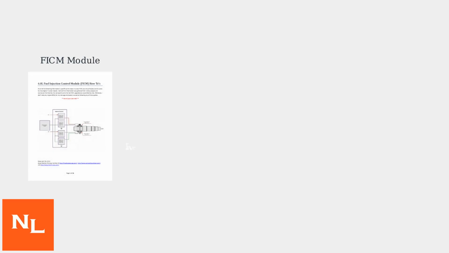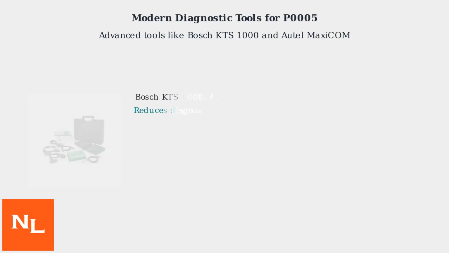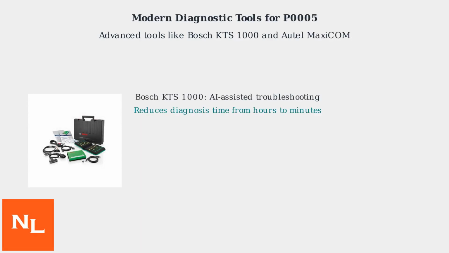FICM rebuilds are a common solution for P0005 codes. Rebuild or replace the fuel injection control module to fix control circuit problems. After repairs, clear the diagnostic trouble code, and perform a road test to verify the fix and ensure no recurring issues. Modern diagnostic tools have revolutionized P0005 troubleshooting with advanced features.